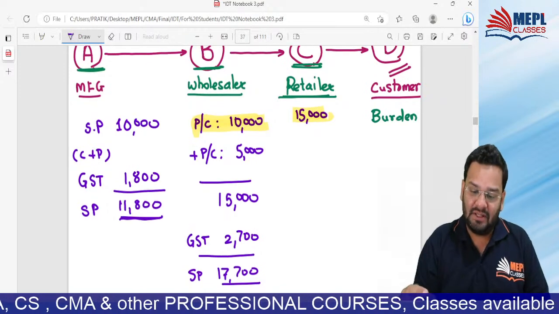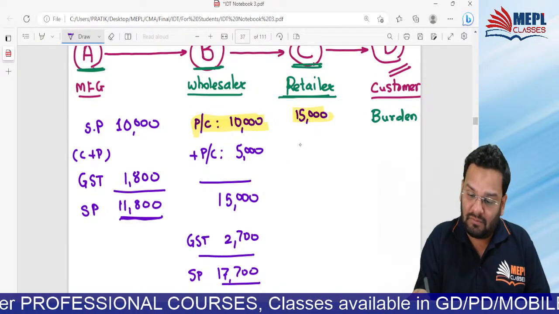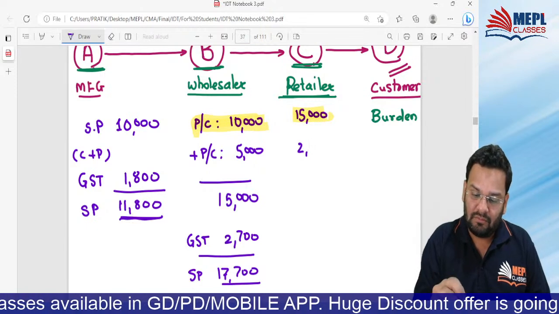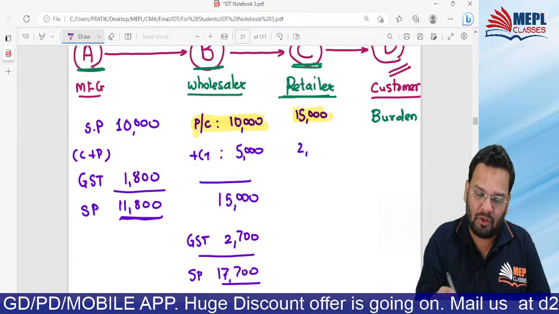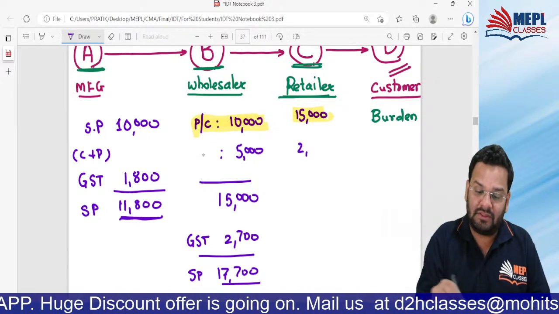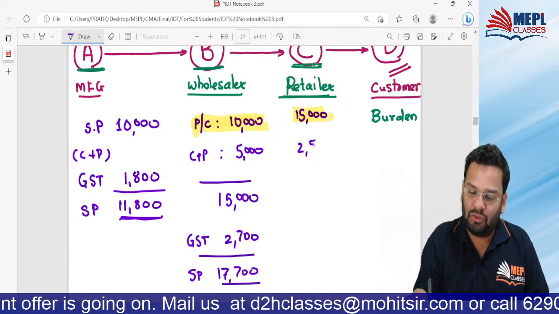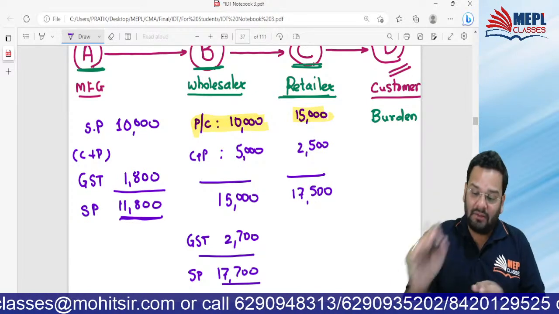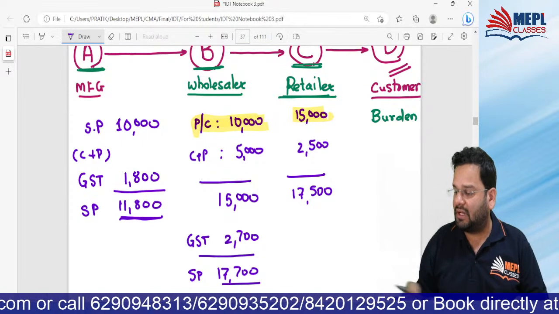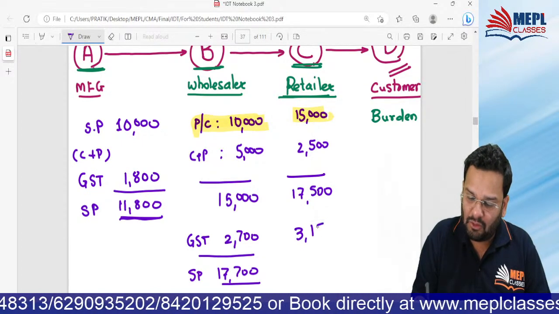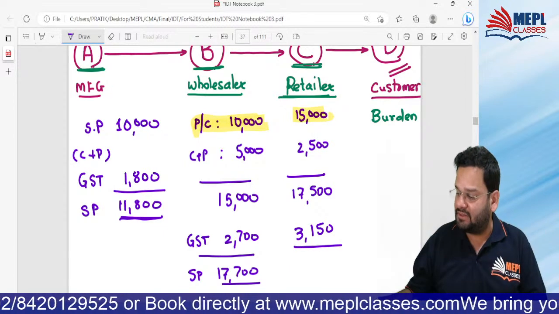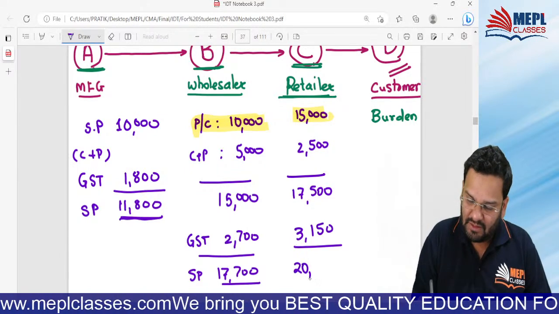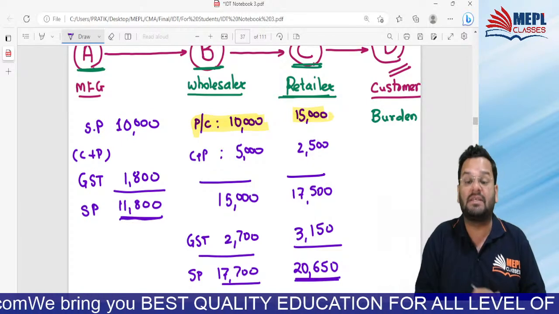Now what happens? Suppose the cost plus profit that C wants to earn is, say, 2,500. So 17,500 is the selling price. On 17,500, GST at 18% amounts to 3,150. So what will be the selling price finally including GST? Is it 20,650? Check and tell me whether you are getting 20,650.